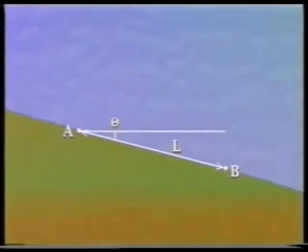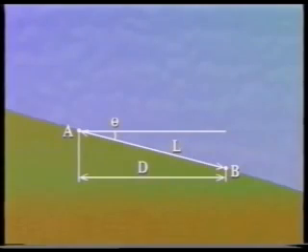The 5 corrections are usually combined into one general equation which can be applied to any case where a measurement has to be converted into a horizontal distance. In this case, the surface distance AB has been measured as L. The angle of slope is theta, and the horizontal distance D is required.